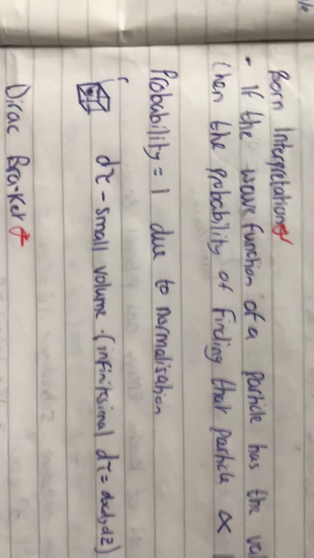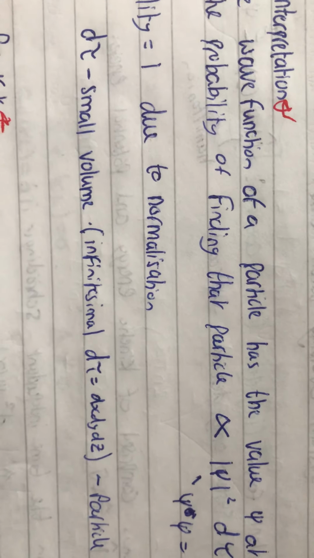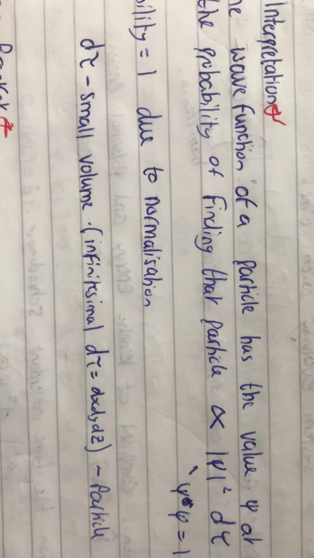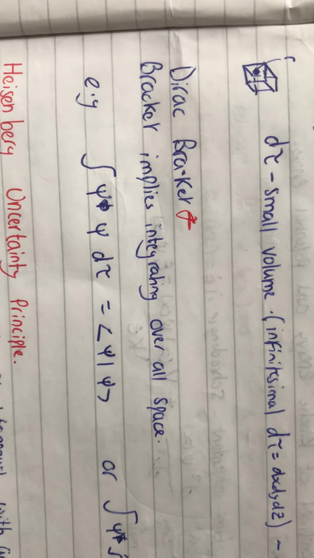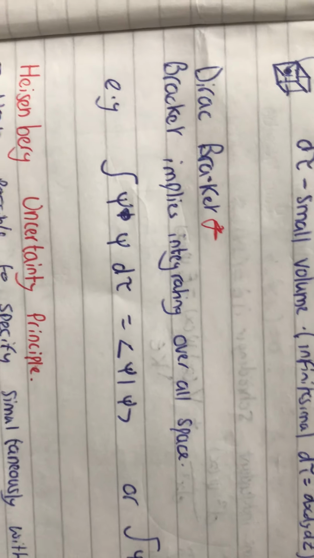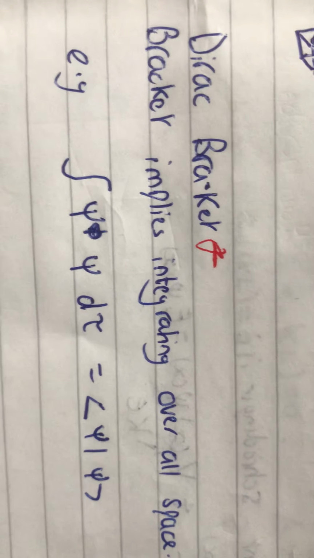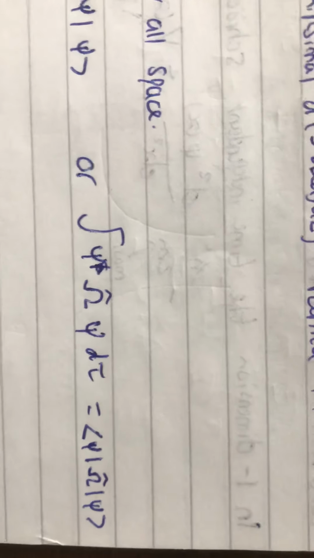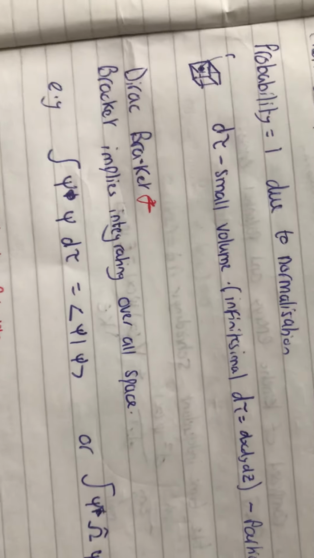d tau will be a small volume, which is infinitesimal. And d tau, as I said, is integrating over all space, which is dx times dy times dz. For example, it's a particle in a box, which we'll look at later. Then we've got the Dirac bracket notation. The bracket implies that we're integrating over all space. So, for example, we've got this here, which is equal to that. Simple stuff, really. And then we've got that is equal to that, which is very similar to what we had up here. Well, it's pretty much the same as what we've got up here.